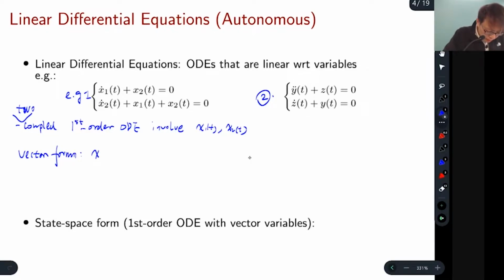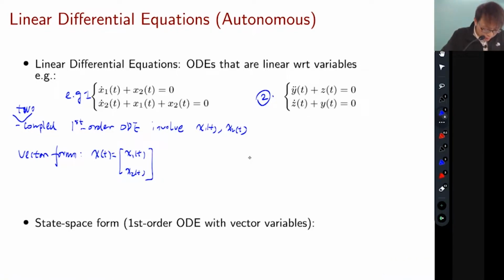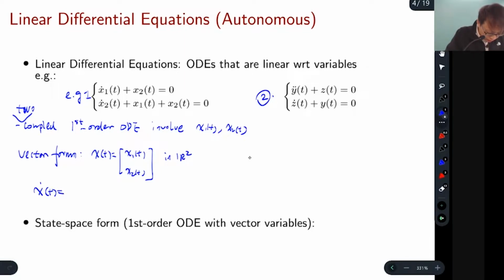So let's define it. These are scalar variables, and I can put them together as a two-dimensional vector. This equation describes nothing but the differential evolution of this vector in R2. If you take the derivative of this so-called state vector, it becomes x1 dot and x2 dot. Let's warm up with more derivations.